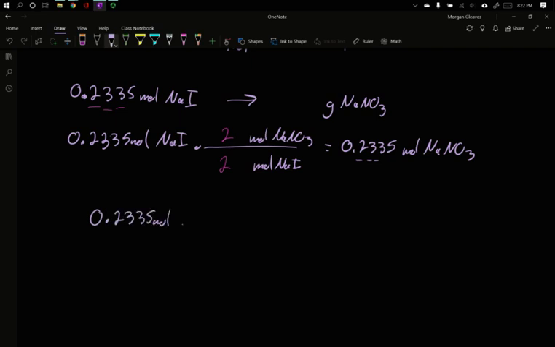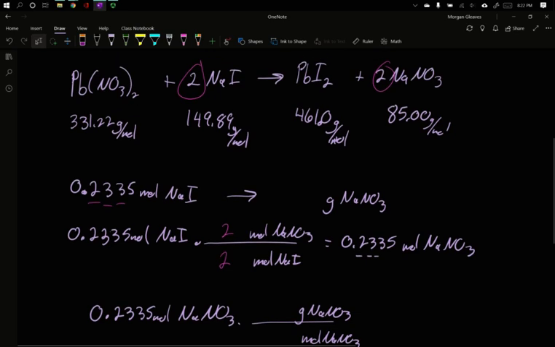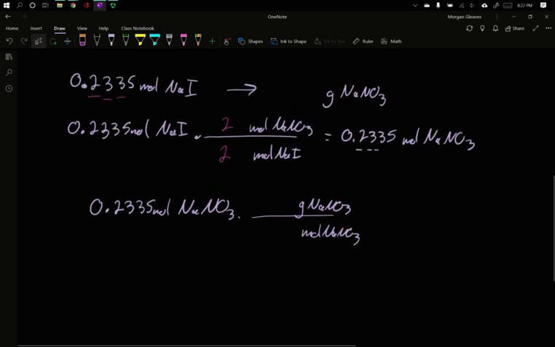0.2335 mole of NaNO3. I need out of moles of NaNO3 and into grams of NaNO3. I have that up above. It was 85 grams per mole. So every 1 mole of sodium nitrate is 85.00 grams of sodium nitrate.